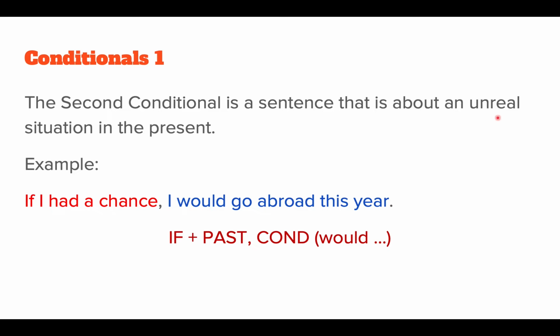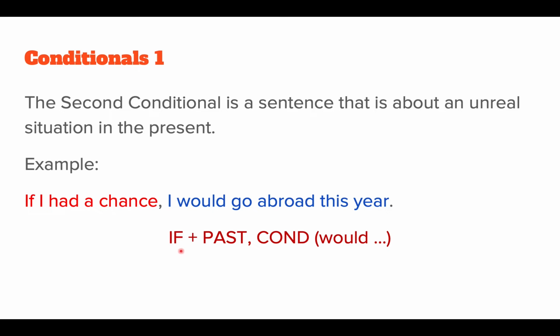Here we are saying that it's an unreal situation in the present. So what is the real situation? What is the reality? The reality is I don't have a chance. Because I don't have a chance, I won't go abroad this year. This is the reality. But I am dreaming. This is my imagination. If I had a chance, I would go abroad this year.